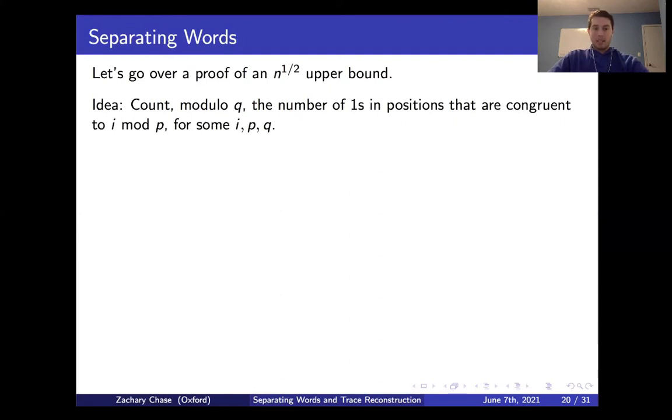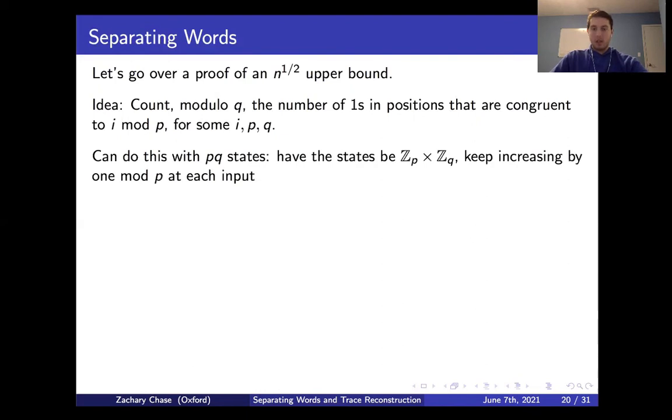Okay, so the idea is to count modulo q the number of ones in positions that are congruent to i mod p, for some i, p, and q. So you have your string x, and you look at positions that are i mod p, and you count the number of ones that you see, and then you reduce that count modulo q. And we can do this with pq states. So we can have the states be the elements of Z mod p cross Z mod q.